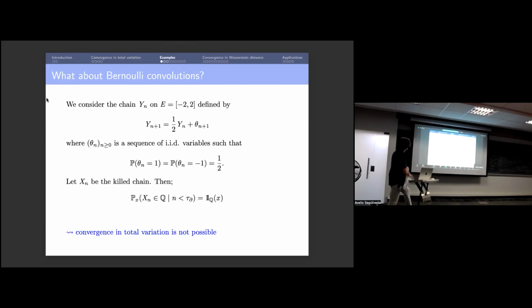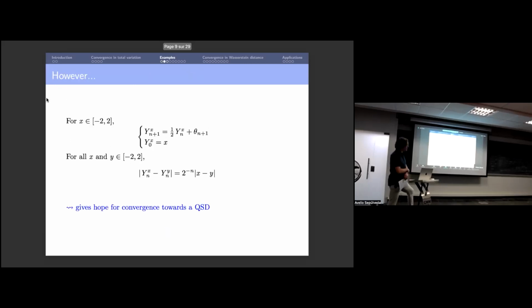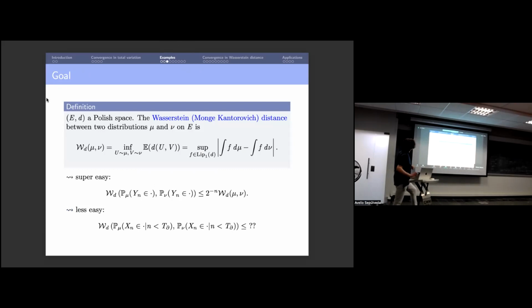Okay, so this was the reminder part of the talk. And now, as already said about Bernoulli convolution, so I'm not going to repeat it. I'm just going to show you what may happen if you have killing in addition. So again, let me recall that we have this property for the Bernoulli convolution process, started from two initial conditions, x and y, that you have contraction of the distance between the two copies. Okay, and so now let me define the Wasserstein Monge-Kantorovich distance.